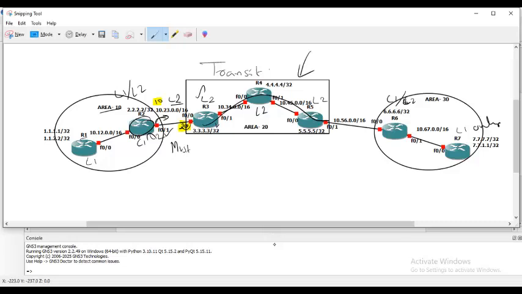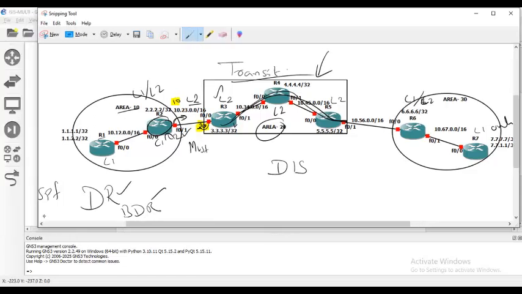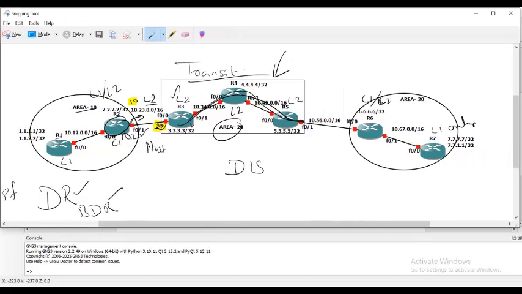Next is there is no backup designated router in ISIS. See, we used to call DR and BDR in OSPF. You don't have a concept of BDR in ISIS. We have DR and BDR in OSPF. Equal to DR, you have designated intermediate system. That R is replaced with the word IS, intermediate system. And there is no BDIS. There is no backup designated intermediate system. We have this only.